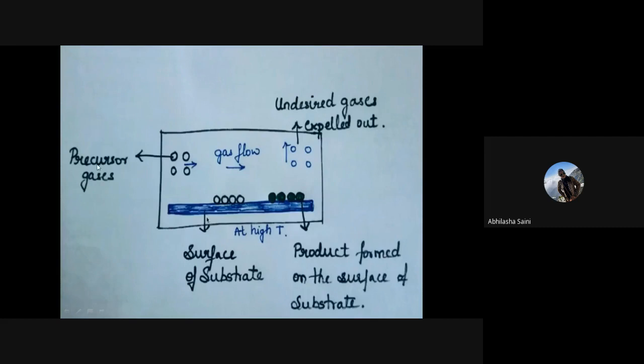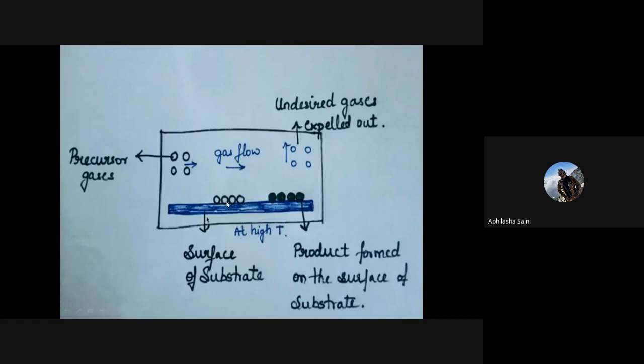So here we are allowing the precursor gases. That means we have converted them into vapors. Here, this is our substrate. This is our substrate material. This blue one you can see. This is our substrate material that is maintained at very high temperature. This is the surface of the substrate. Okay. Now precursor gases, with the help of those carrier gases, are flowing inside the chamber.